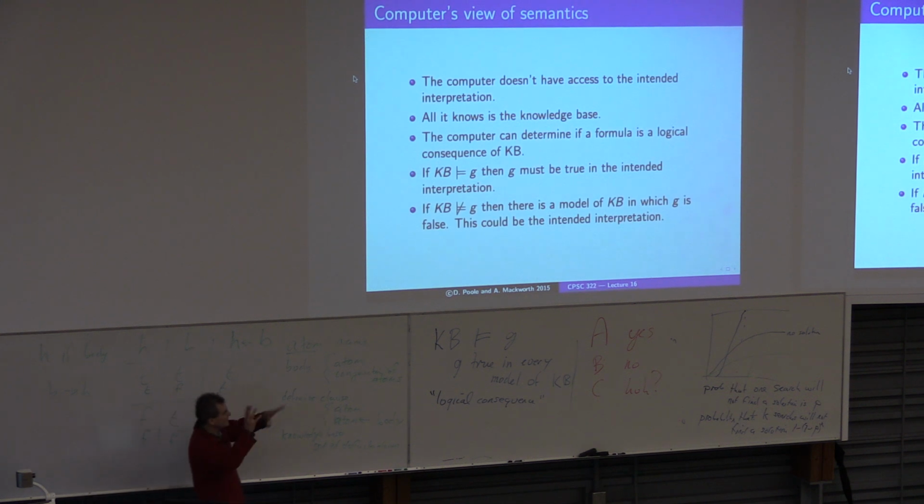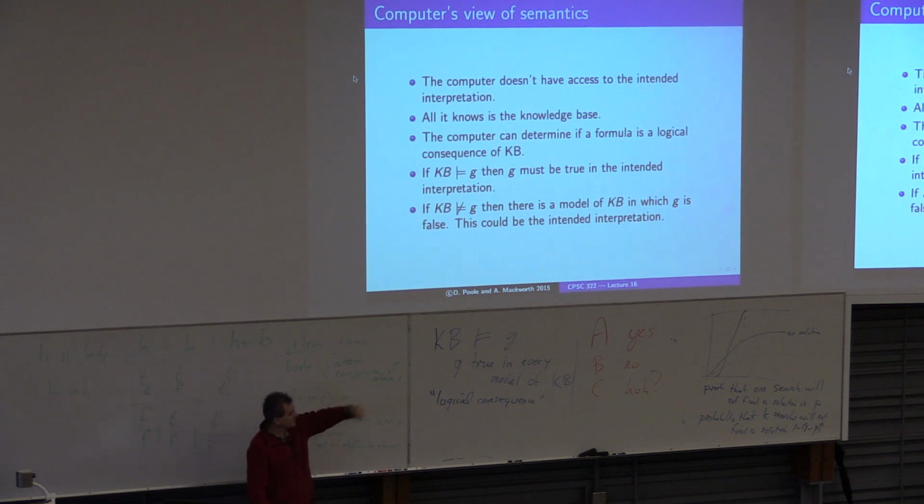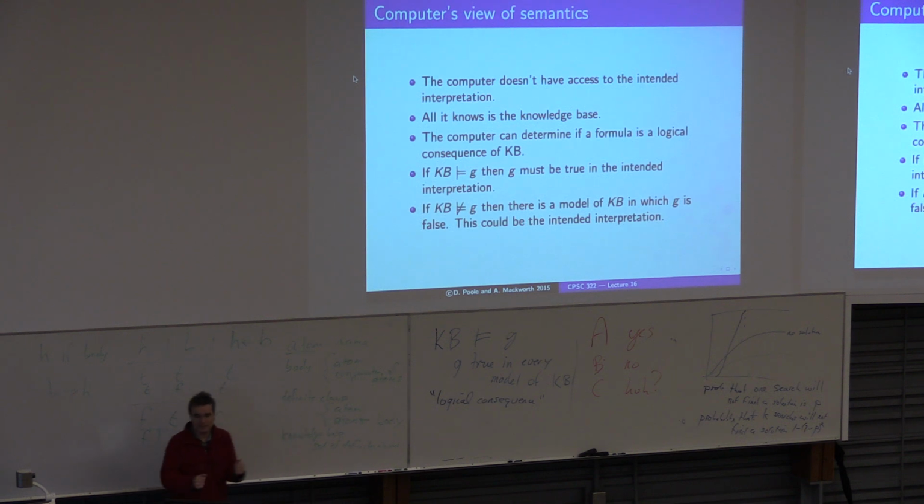The computer, however, doesn't have any meaning associated with it. All it knows is the knowledge base. However, it can determine if something's a logical consequence. It can do a simple manipulation to work out if something is a logical consequence. If the knowledge base entails G, G must be true in the intended interpretation. So I can say, yes, it's true. And if this knowledge base doesn't entail G, then there's a model of the knowledge base in which G is false. As far as the computer is concerned, this could be the intended interpretation.